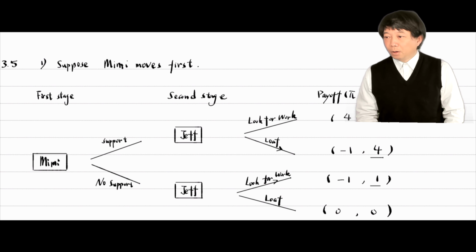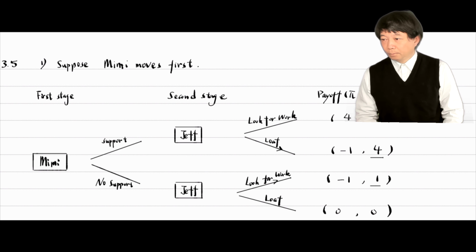Next, we figure out Mimi's decision in the first stage, given Jeff's response. If Mimi supports her son, she knows Jeff will choose to loaf, and her payoff is -1. If she does not support her son, he will look for work, and her payoff is also -1. Mimi is indifferent between her two strategies. We underline her payoffs and add arrows on the path.